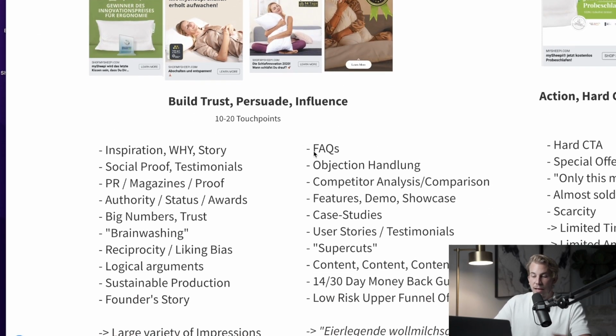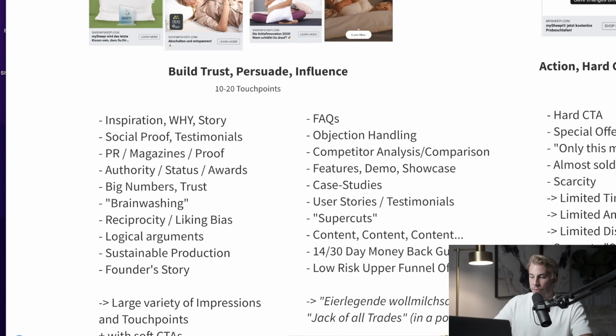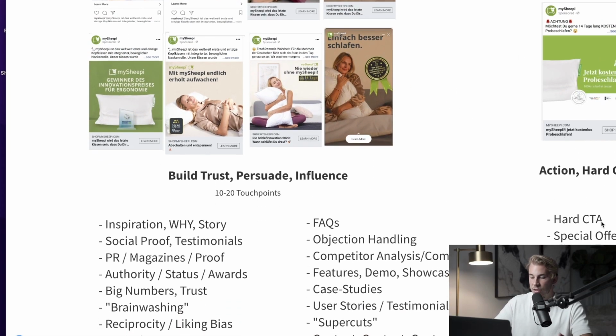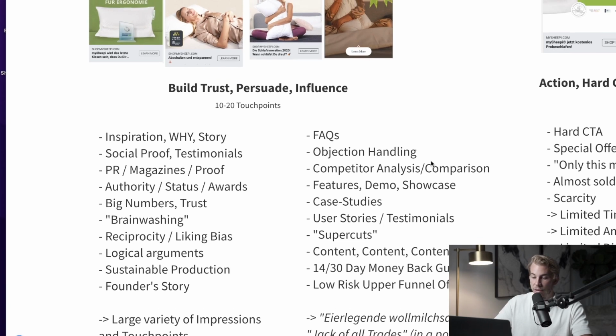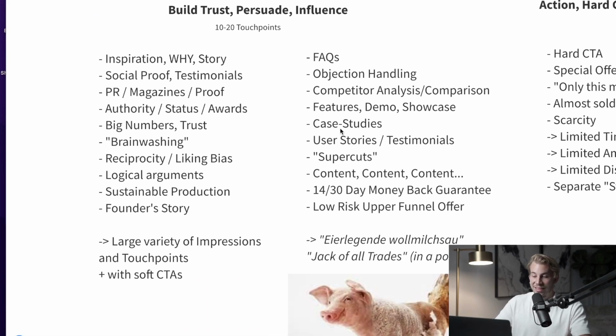Other things are FAQs, objection handling, everything that you can do to improve this sales foundation for your customer before he can actually make a valid purchase decision in your ads is very good. You could do a competitor analysis, a comparison to other products, how this holds up against this product. You could do feature demo showcases, where you show your different features and how this works with the actual customers or with test customers. You provide case studies, success stories, user stories, testimonials.